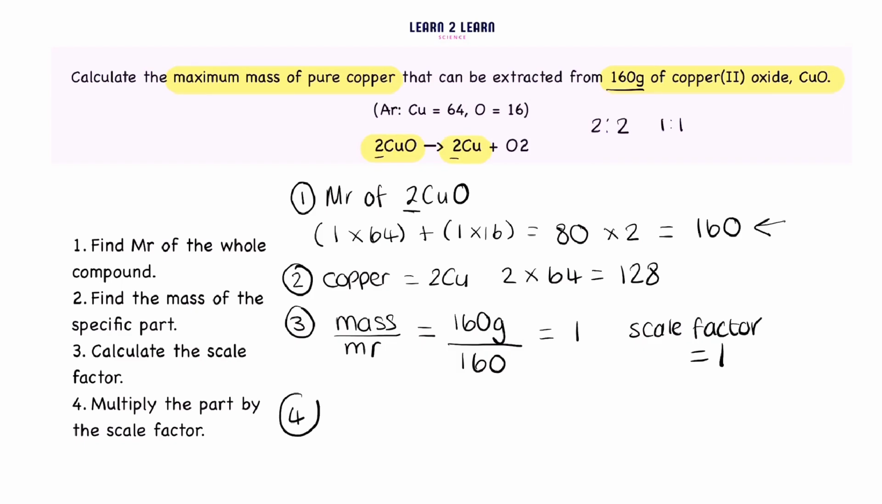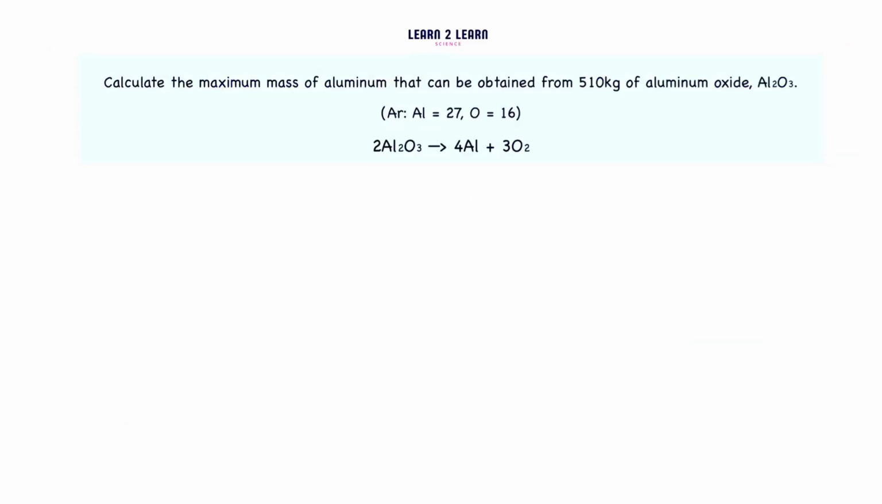Finally, I'm going to multiply the part by our scale factor. So we've previously worked out the MR of copper in our balanced equation is 128. I'm going to times it by the scale factor. For all our purposes, I'm still going to write it even though it's just a times 1, and that gives us 128 grams.